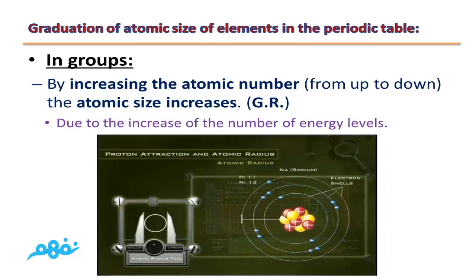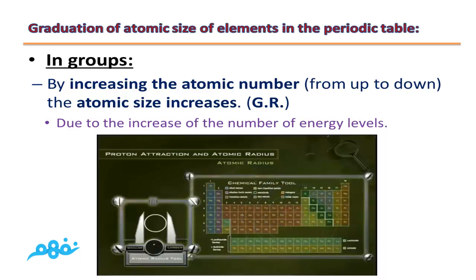As you can see, if we take the sodium atom as an example, sodium atom contains 3 energy levels. The element that is under it in the modern periodic table is potassium, which contains 4 energy levels. So as the atomic number increases in groups, the number of energy levels increases, and thus the atomic size of the atom increases.